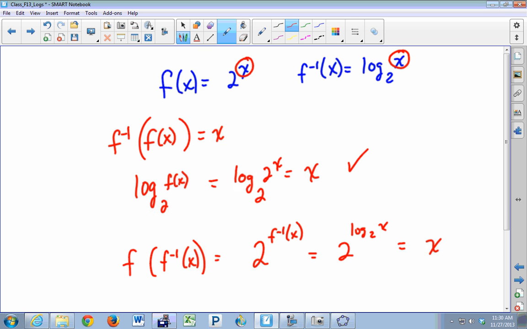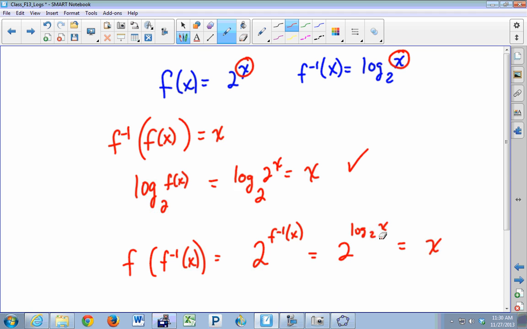Trying to reason this almost sounds like you're going in a circular sort of way. But if you try to reason it, you say to yourself, this thing represents the power you have to raise 2 to get x.